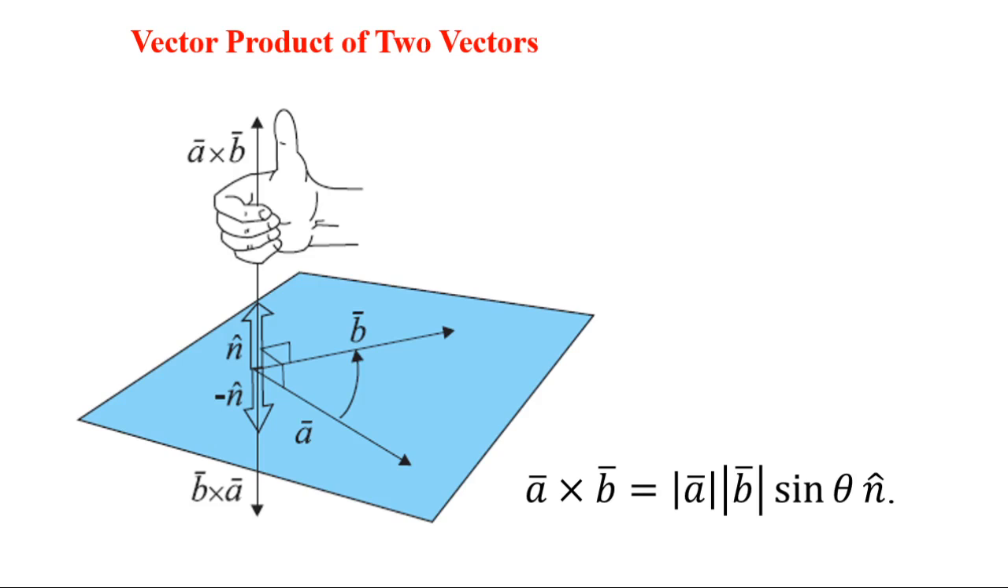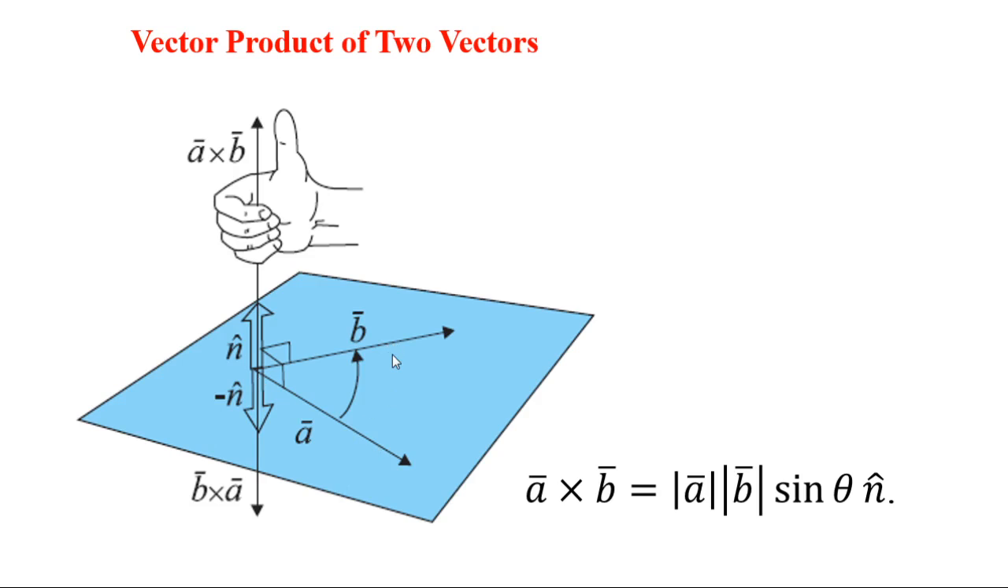how to obtain direction of vector A bar cross B bar. It is the direction in which right handed screw will move when rotated from A bar to B bar. In that direction I have a unit vector, and that unit vector is denoted by n cap. So what is n cap? N cap is unit vector in the direction in which right handed screw moves when rotated from A bar to B bar.